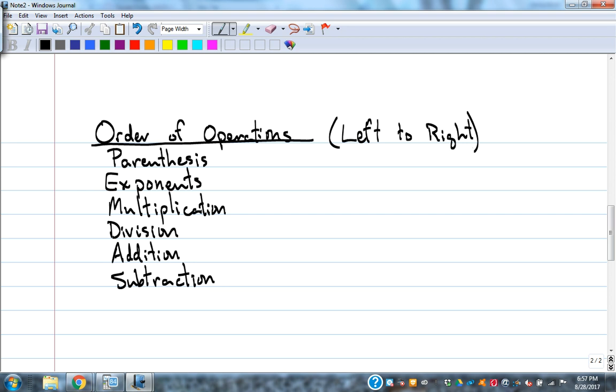So parentheses, exponents, multiplication and division, those happen together. Don't think you do all the multiplication and then go back and do the division. It's in order, left to right. Multiplication and division are ranked at the same level. Addition and subtraction the same way. It's left to right. And that's where most people get mixed up with this, not doing it in the correct order, or doing all the multiplication and then going back and doing division. You've got to do multiplication and division together, left to right. Addition and subtraction together, left to right.